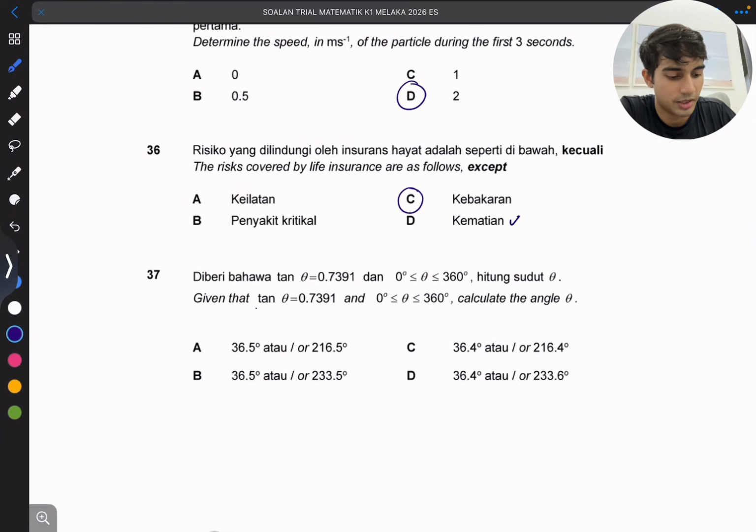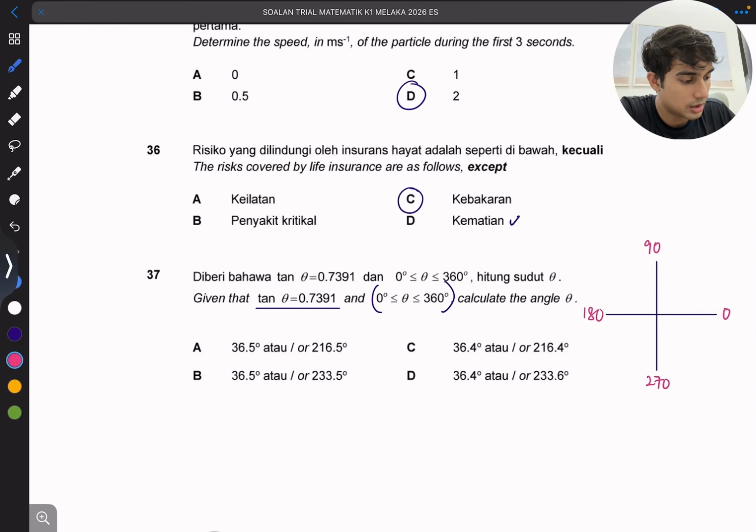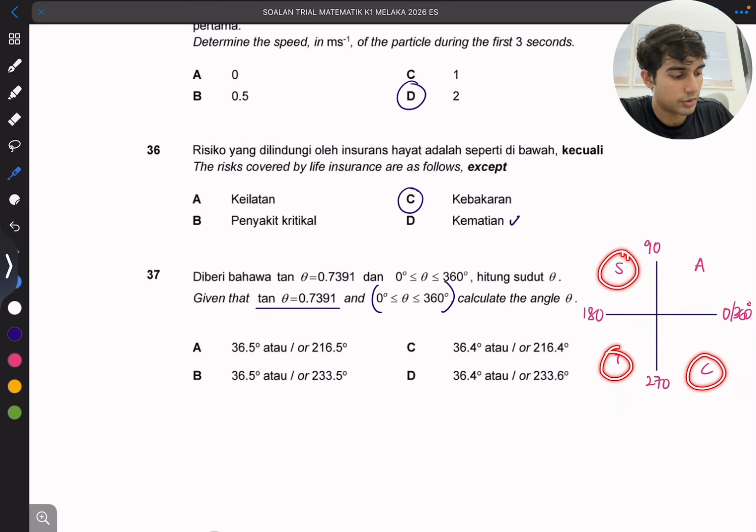Okay, next one. Given the tangent theta is 0.7391 and it is between 0 and 360, calculate the angle theta. Right. So between 0 and 360 means we have 4 quadrants. This is 0, this is 90, 180, 270, 360. So in the first quadrant, all positive. Add sugar to coffee. So in the second quadrant, only sine is positive, tangent positive, cos positive.